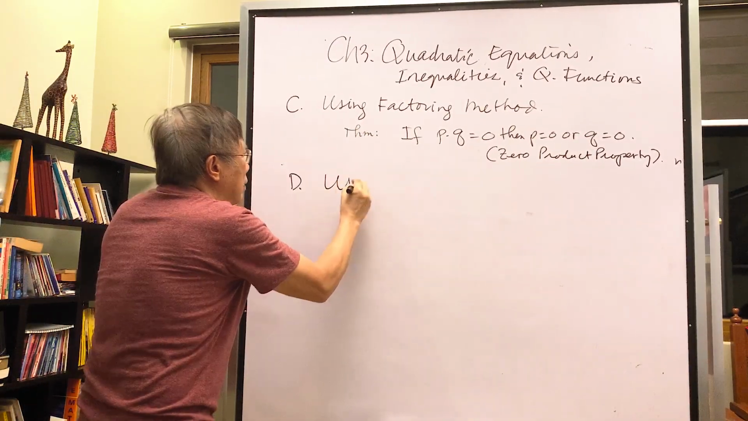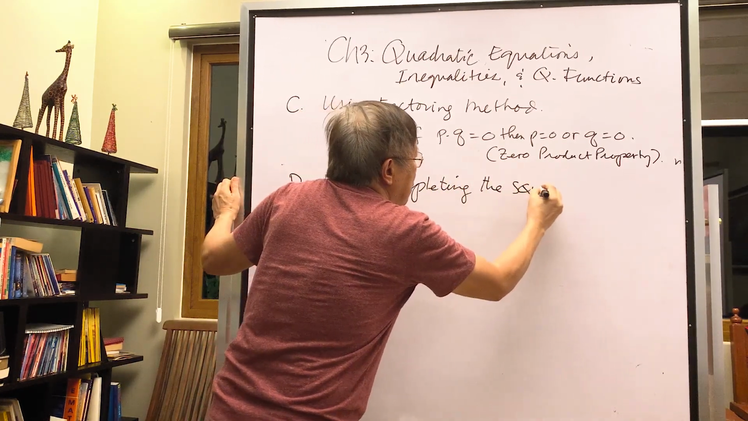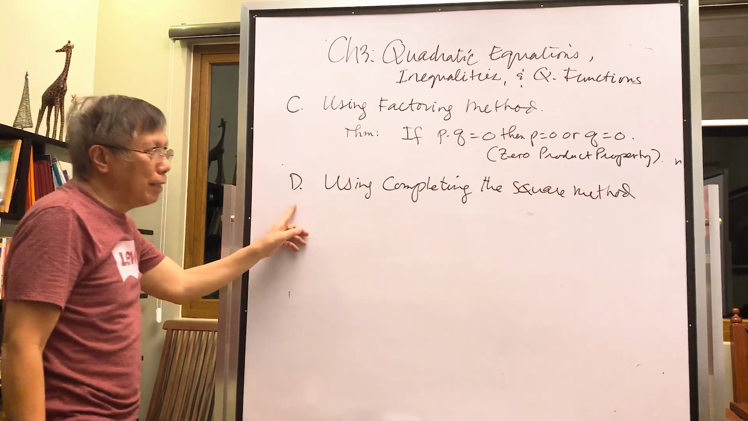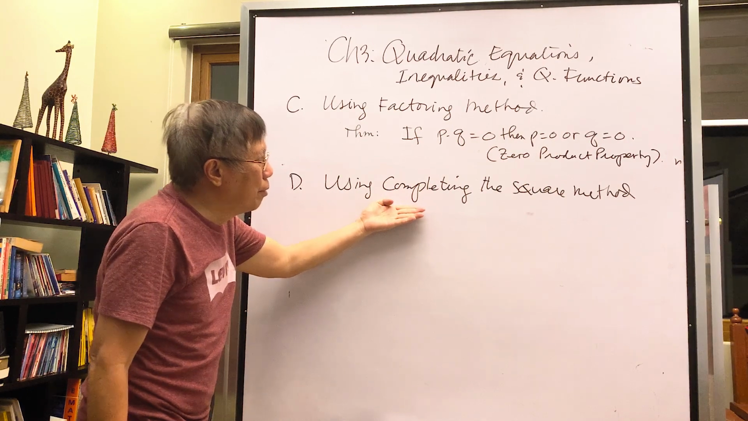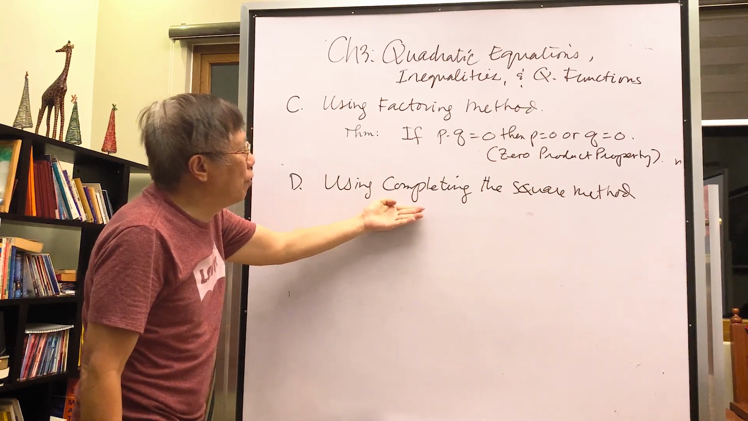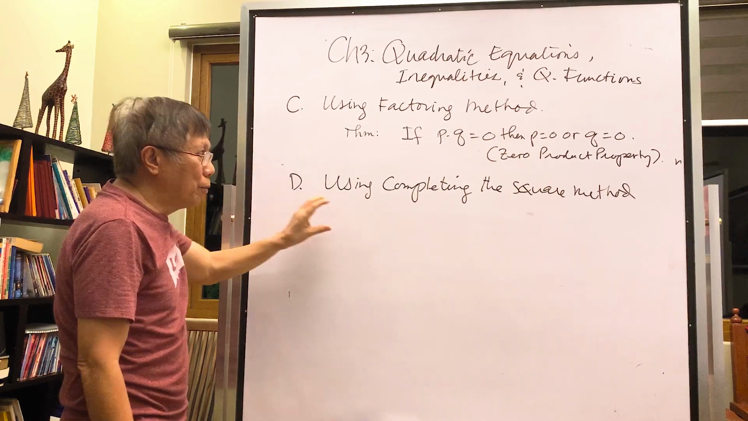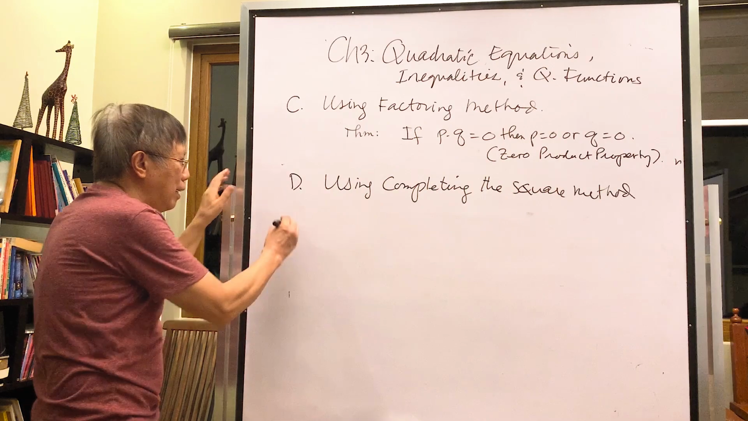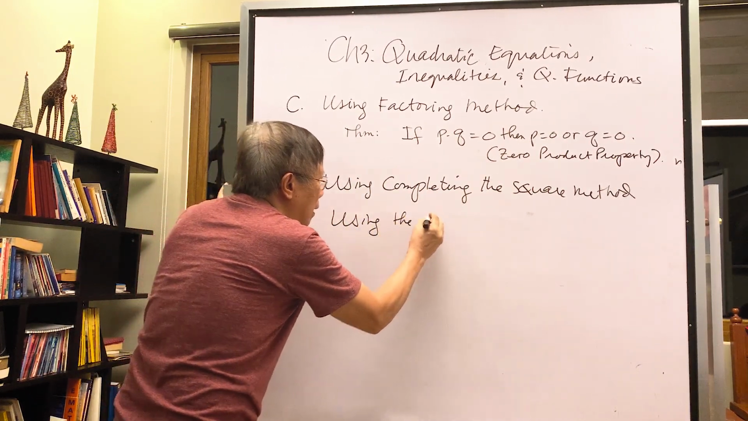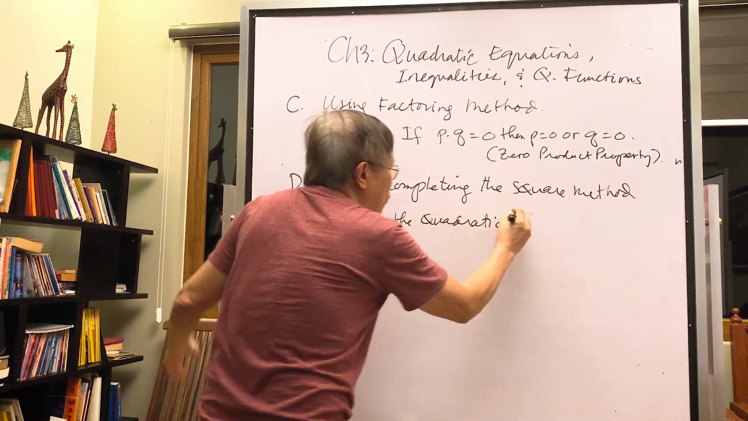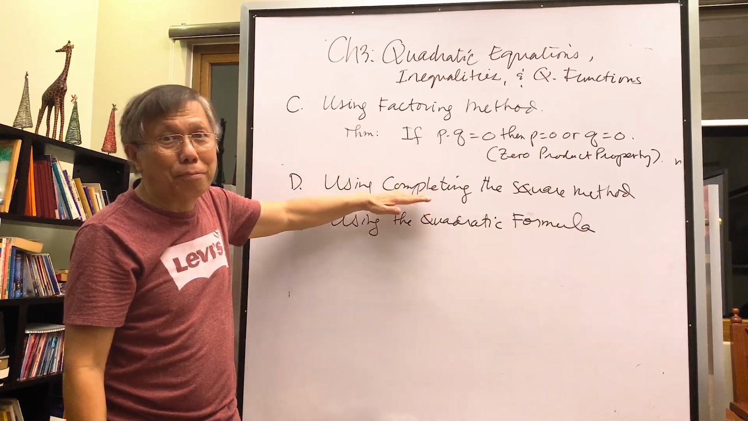Next method, using the completing the square method. From the completing the square method, we can either make use of extracting roots or the definition of absolute value to complete this method. And the last method will be using the quadratic formula. We will be deriving the quadratic formula using, again, completing the square.